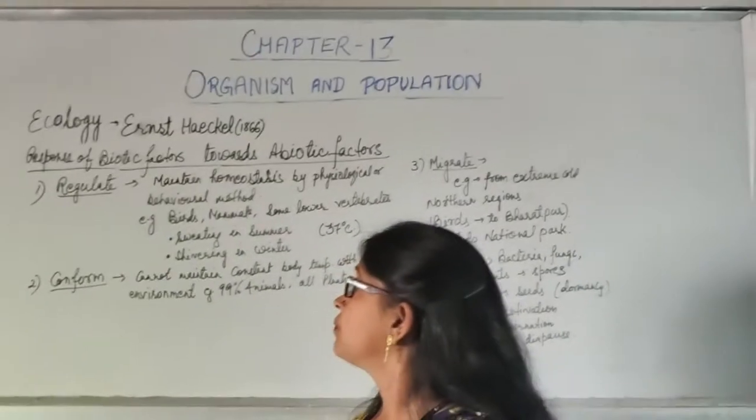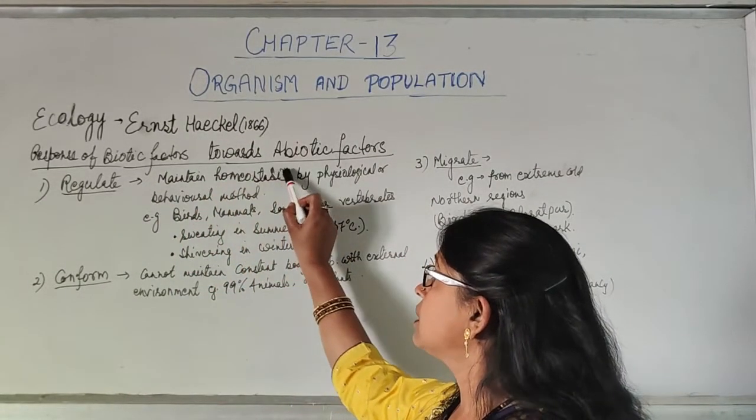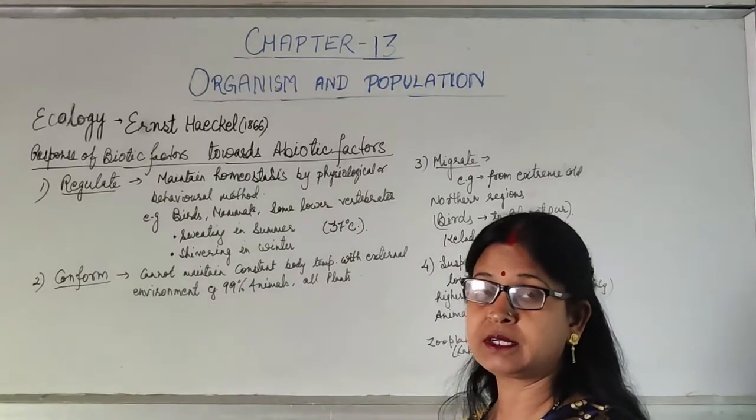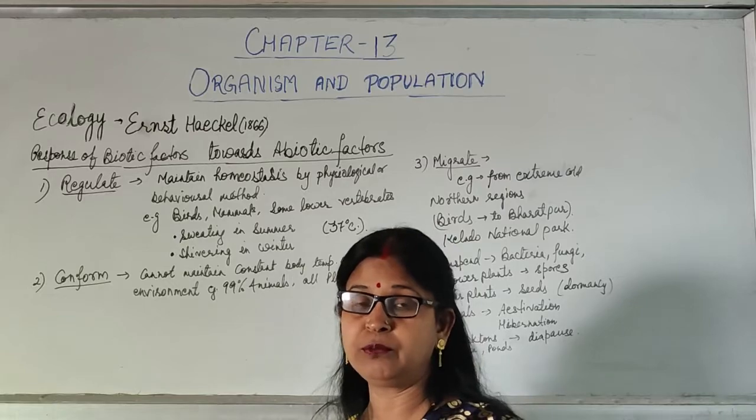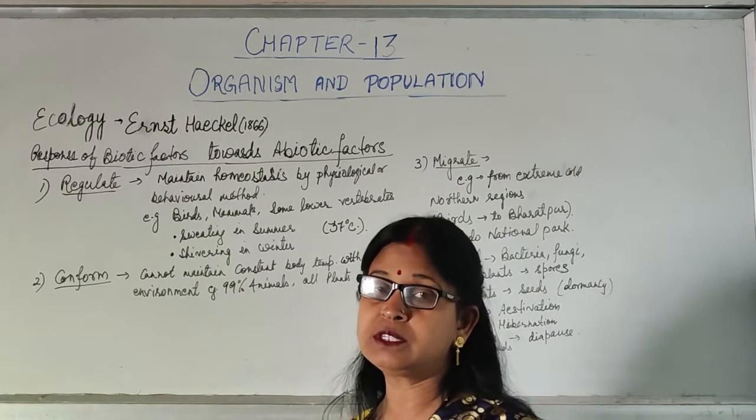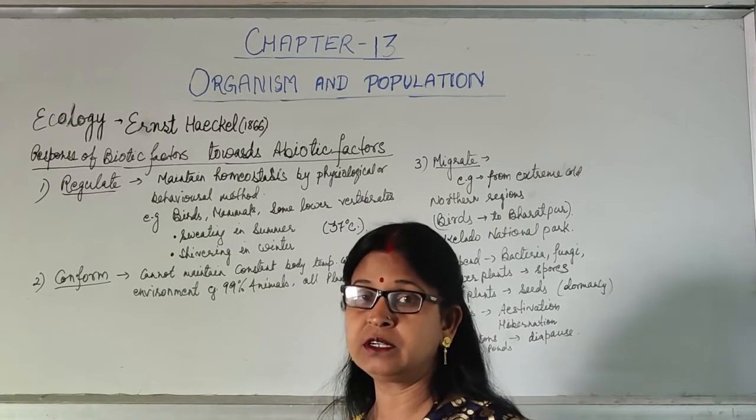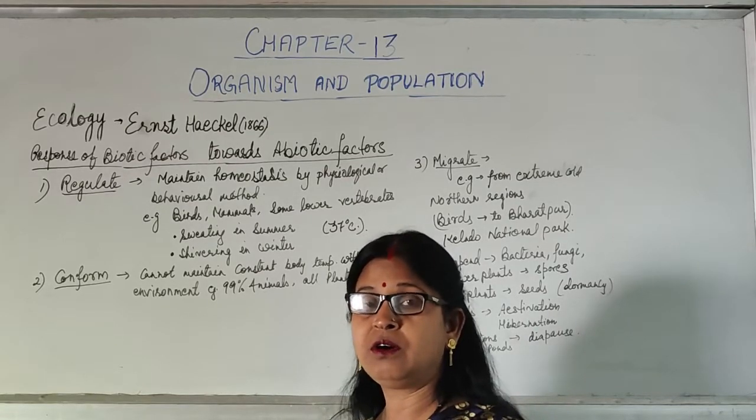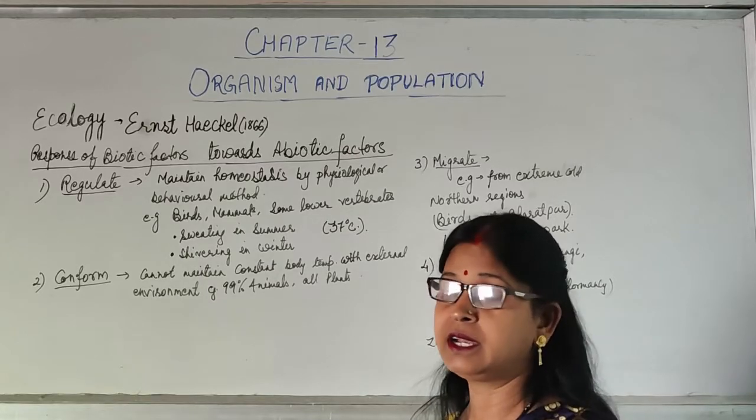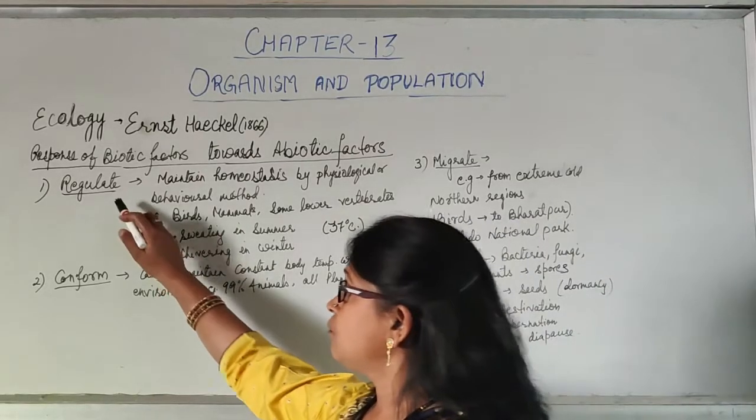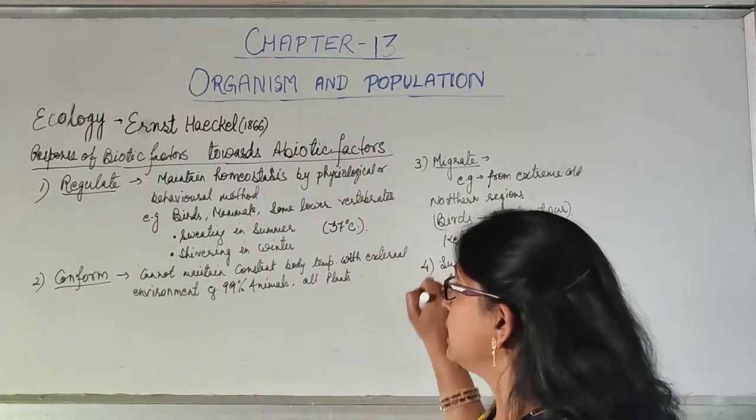Now we'll start the response of biotic factors towards abiotic factors. How the living organism or the biotic component will respond towards a particular abiotic condition, like high temperature or some other thing, or cold temperature or less light, dark light. Then there are four methods for regulating.